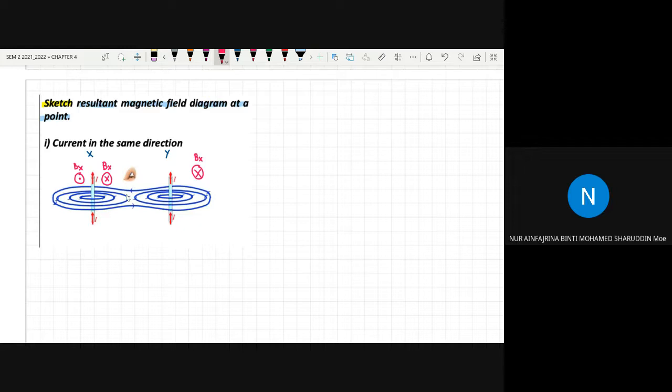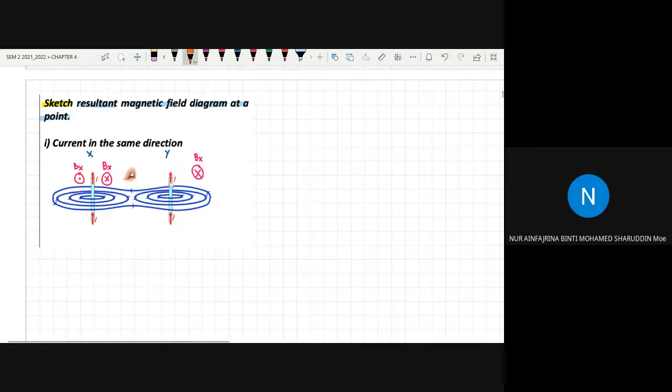Miss ulang balik ya. So ini wire Y kita. Wire Y kita, dia akan rasa juga magnetic field oleh wire X kita. Kalau tengok belah kanan ni, dia masukkan. Jadi dekat sini pun dia akan masuk. Dia rasa magnetic field itu, tetapi magnetic field itu adalah weaker. Dia lemah. Magnetic field X dekat sini adalah lemah.